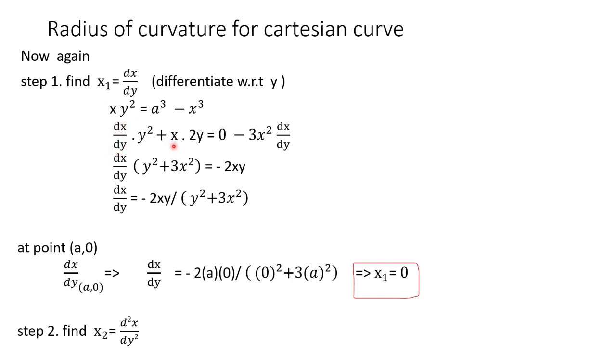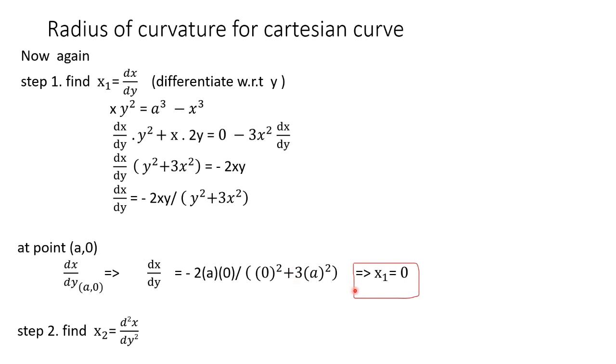a as constant hence will become 0 and x cube will become 3x square. Bringing dx by dy to left and other terms to right, we get this. At point a, 0, plug in x is equal to a and y is equal to 0, simplifying, we get x1 is equal to 0.